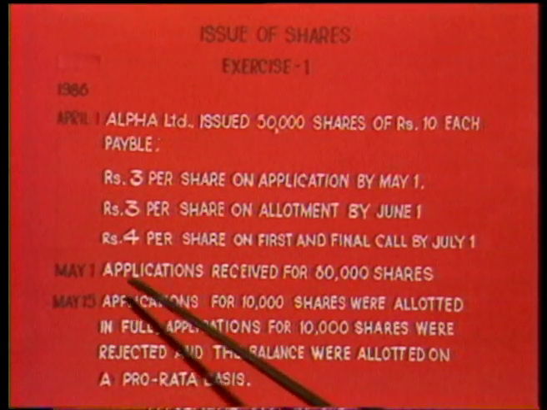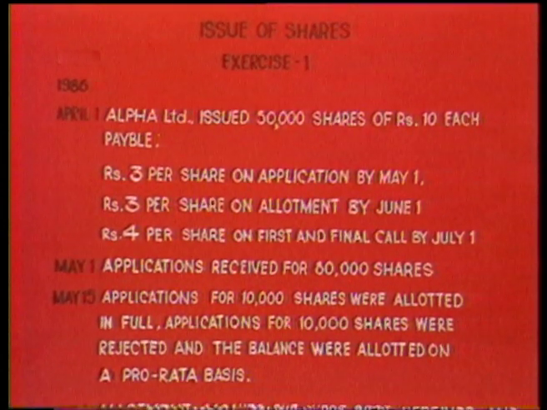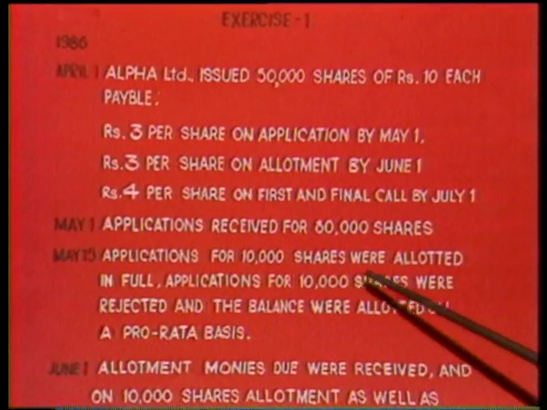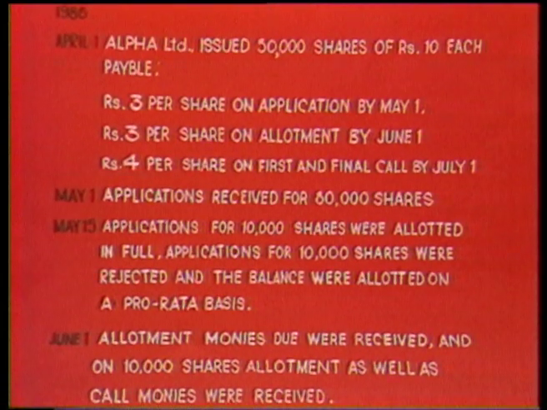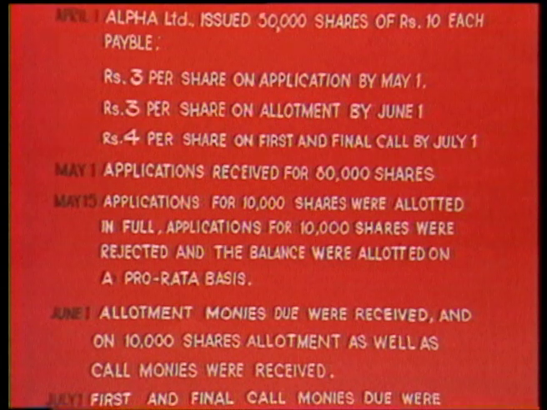By May 1st, applications were received for 80,000 shares. By May 15th, applications for 10,000 shares were allotted in full. Applications for 10,000 shares were rejected, and the balance were allotted on a pro rata basis.